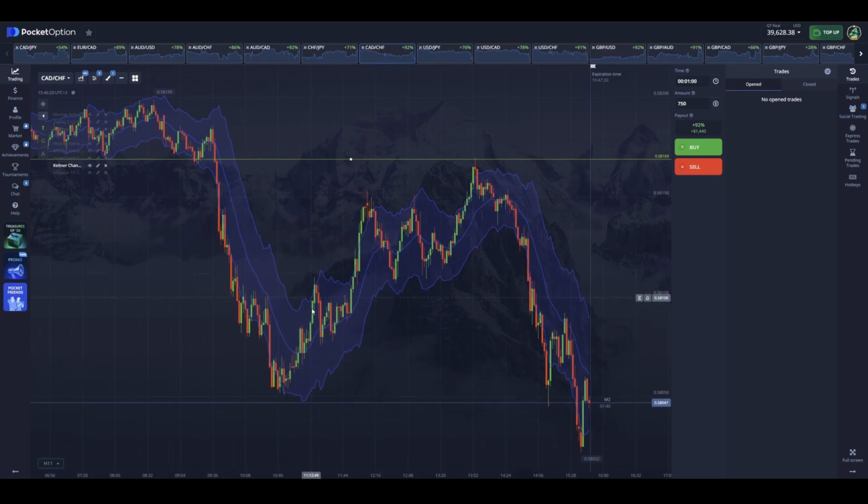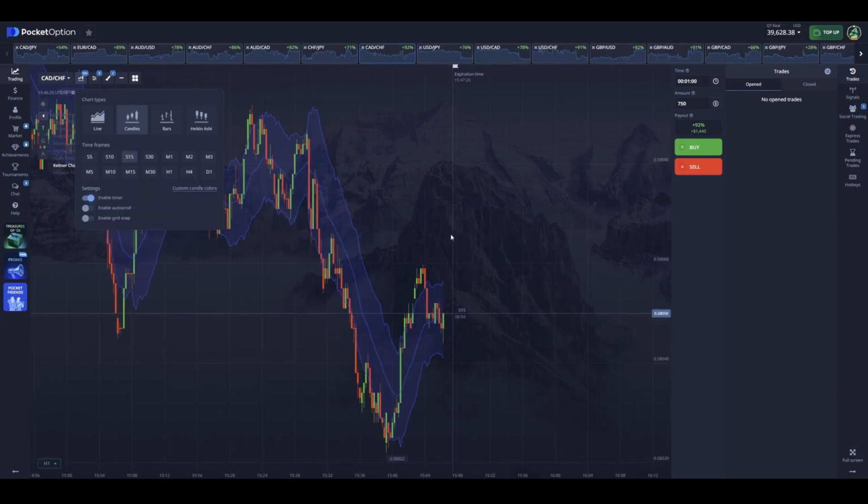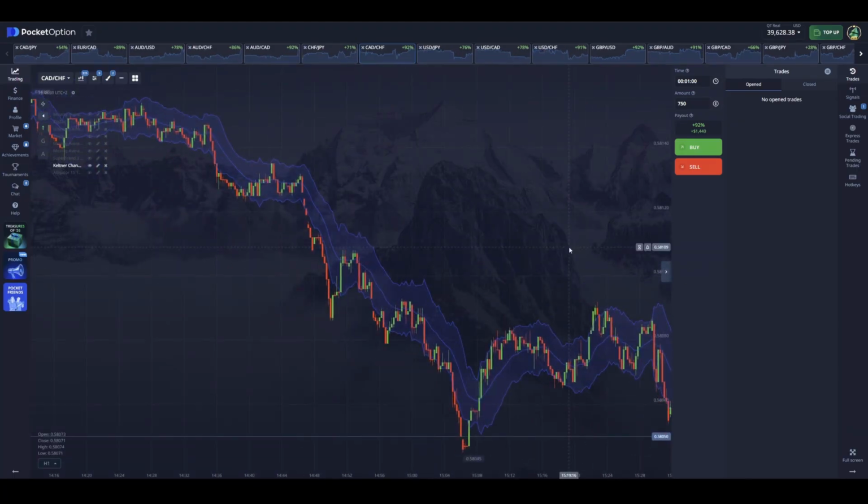As you can see, these channels will work everywhere. That's why Keltner channels are a great option to learn how channels work. Let's move on to the fourth indicator.